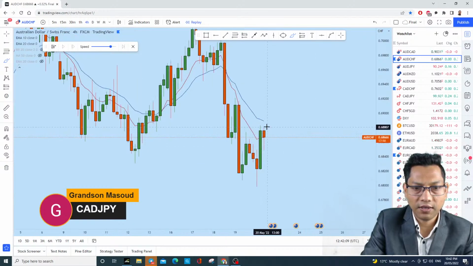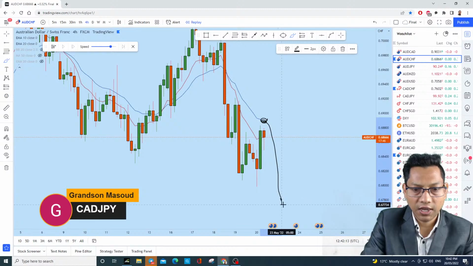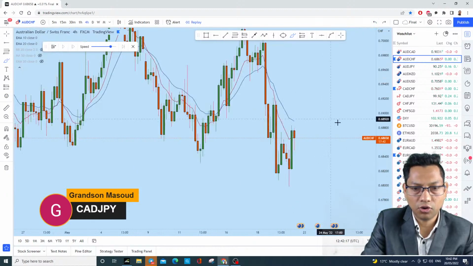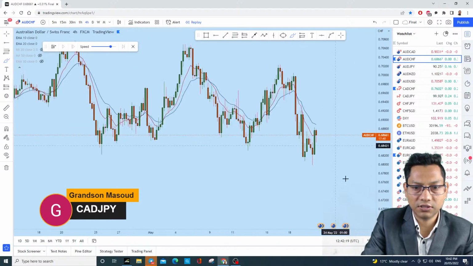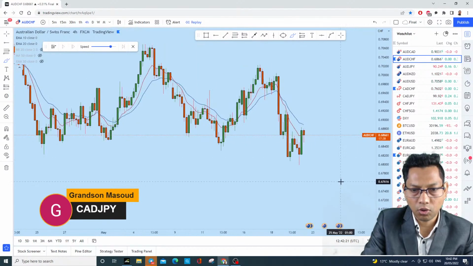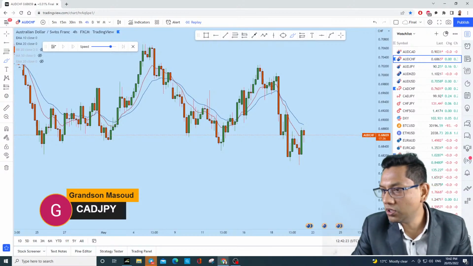So it might go a little bit up, maybe testing this 20 period moving average, and then we might see that AUD CHF is dropping. I think that it's still bearish and will continue to drop. So this is one with AUD CHF. Let's see what you guys and girls are thinking.